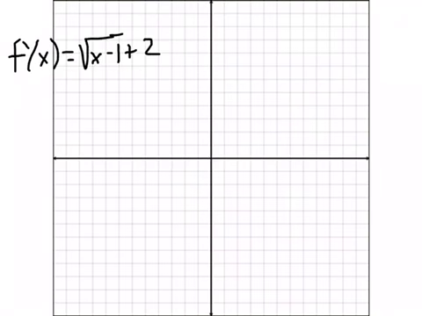All right, let's look at another function. This time I have f of x equal to the square root of x minus 1, all under the root, and then the plus 2. So we're going to have two different transformations. Remember, horizontal shifts always come first.